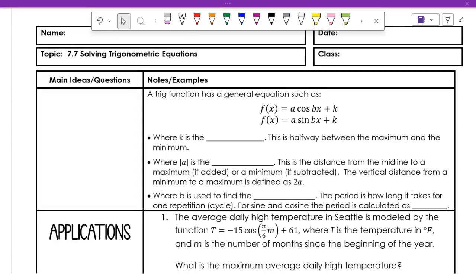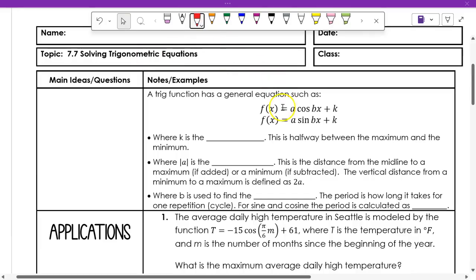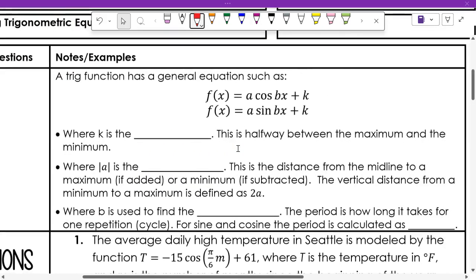Okay, so we are going to talk about application problems solving equations that have trigonometric functions or periodic functions. Okay, so right here, a trig function has a general equation such as f of x is equal to a times the cosine of bx plus k, or a times the sine of bx plus k.